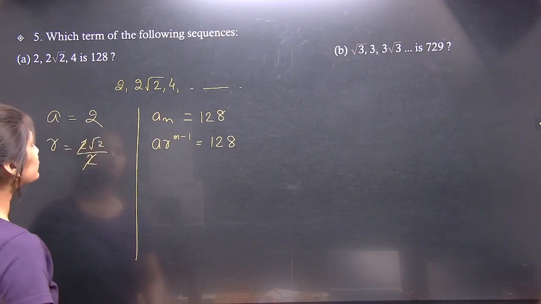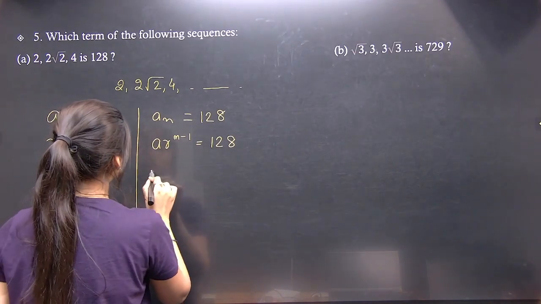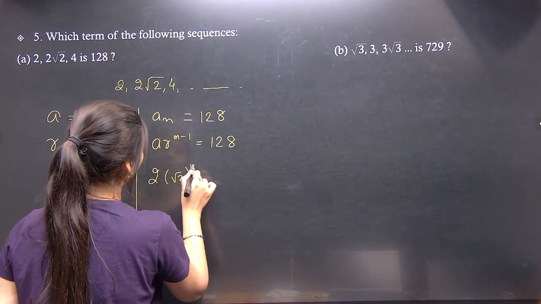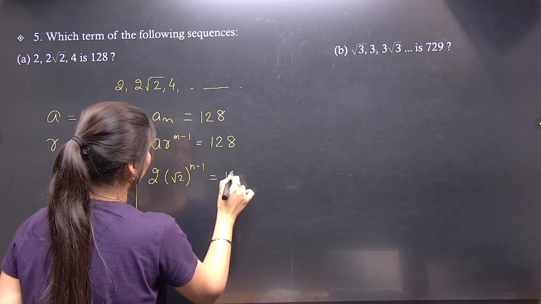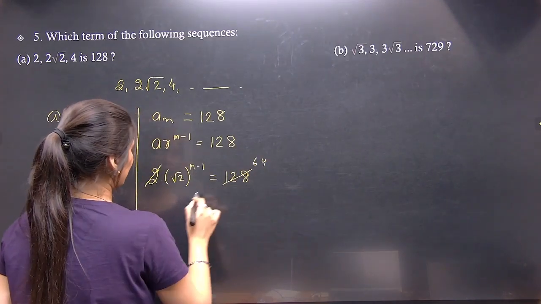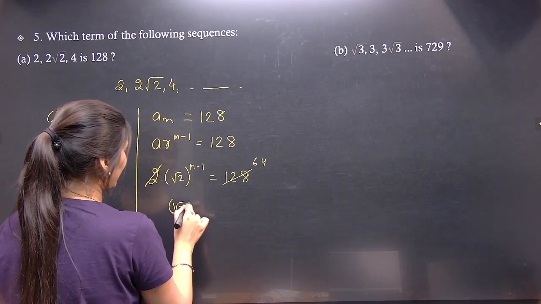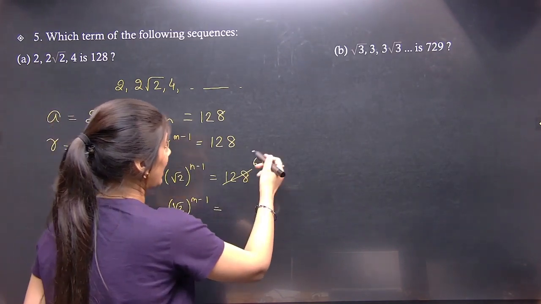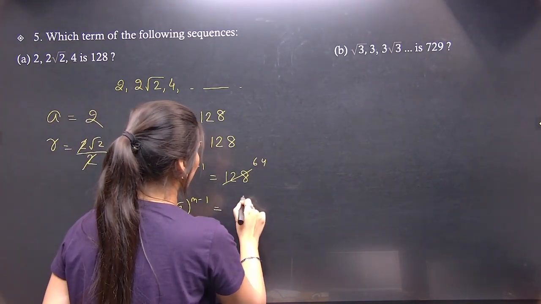Okay, so it is root 2. So A is 2. The value of R is root 2, to the power n minus 1 is equal to 128. So it is root 2 to the power n minus 1. Okay, now you have to see that this is 2 to the power 6, I think.